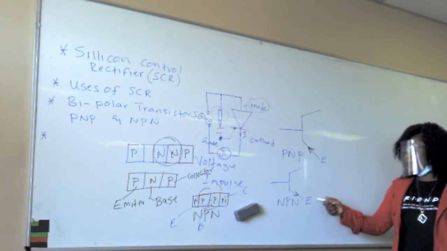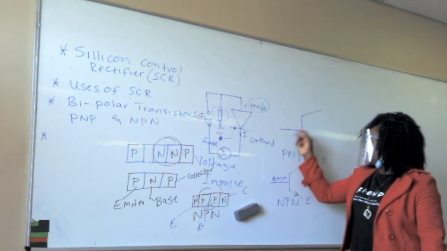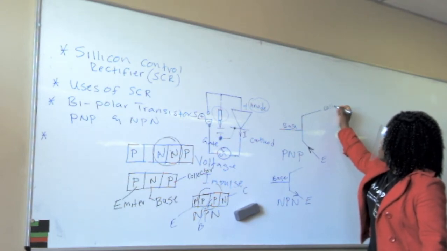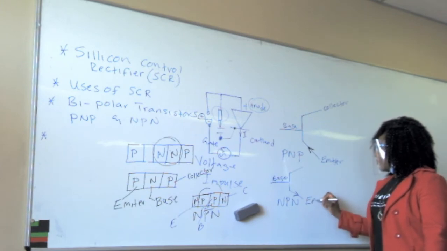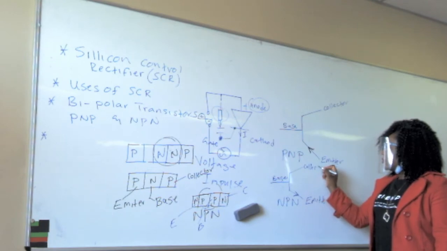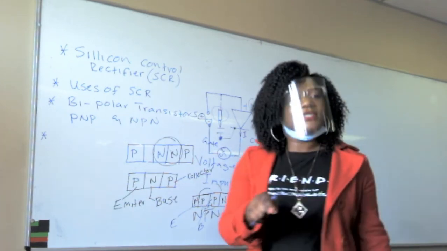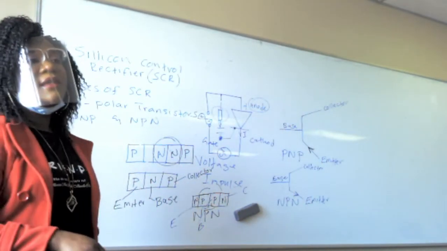The wire with an arrow is the emitter. This is a base wire. This is a base wire. This is a collector. This is the emitter. Collector. The only difference between the two is the arrow direction. Meaning that in PNP, current enters the transistor. In PNP, current must enter the transistor.